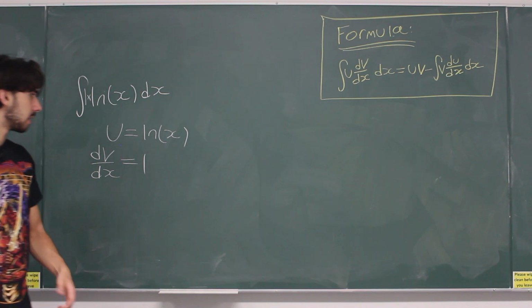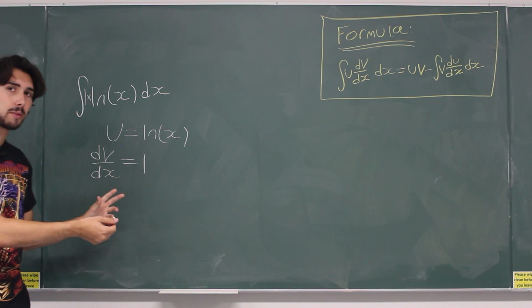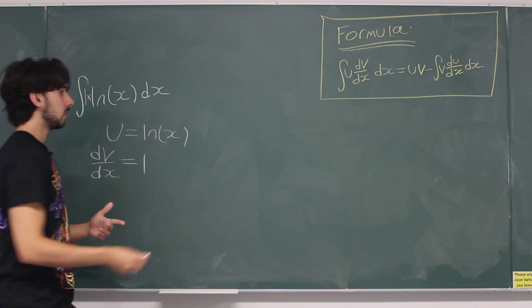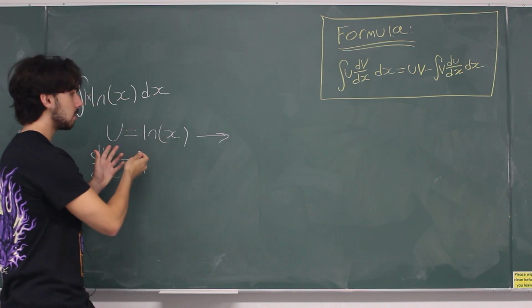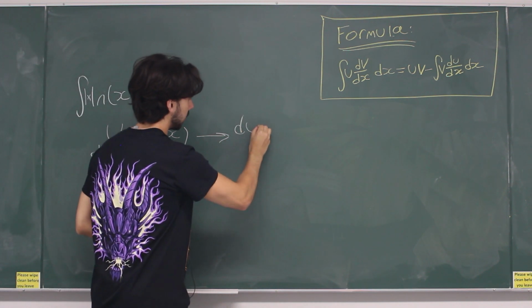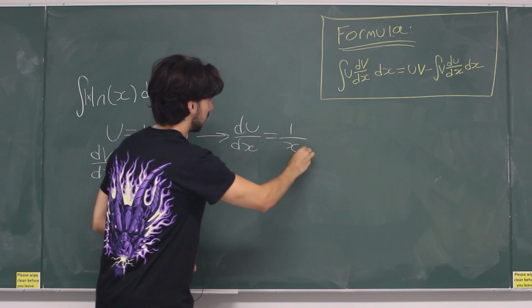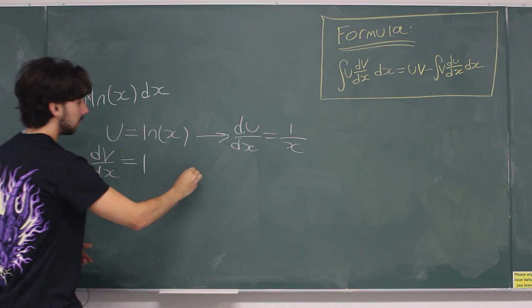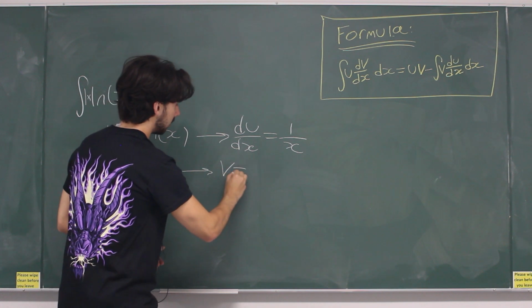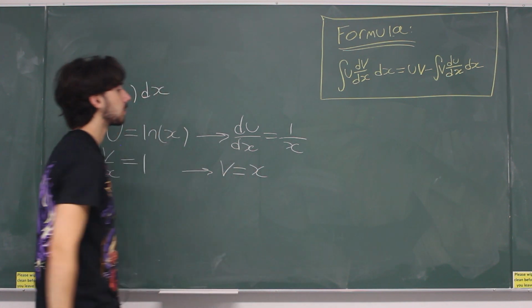And by the way, guys, you might say, oh, wait, how do you know which way around it is? Here's the thing. du dx is 1 over x, right? Because it's the natural log. It's 1 over x. And v is the function x.